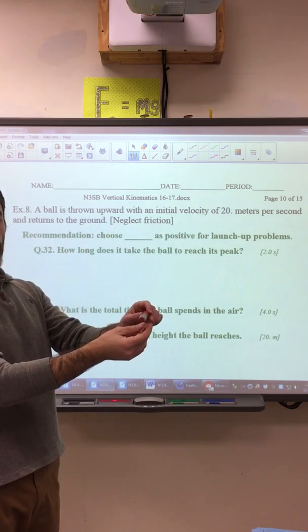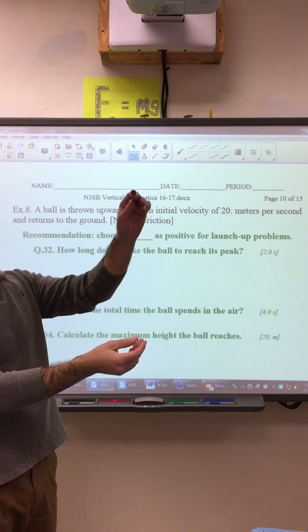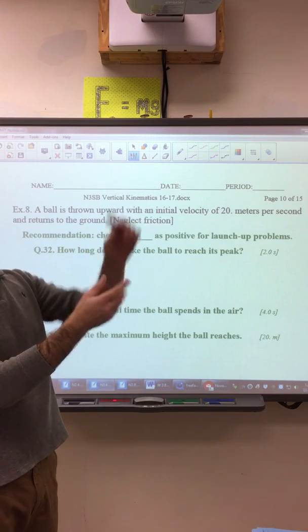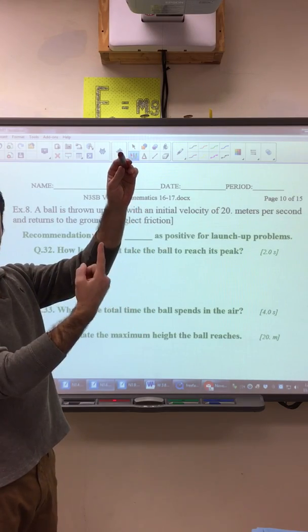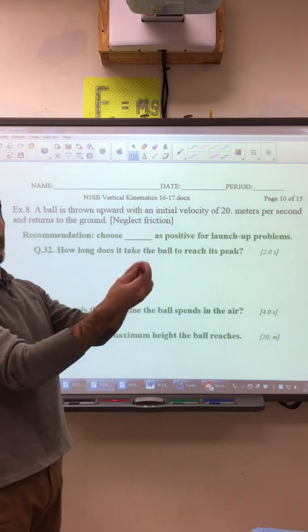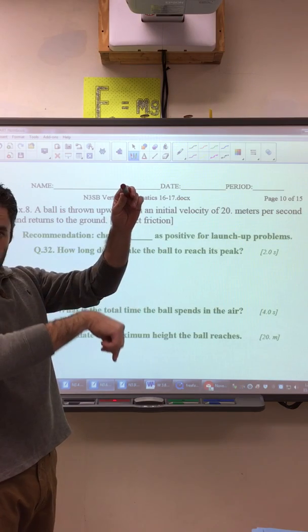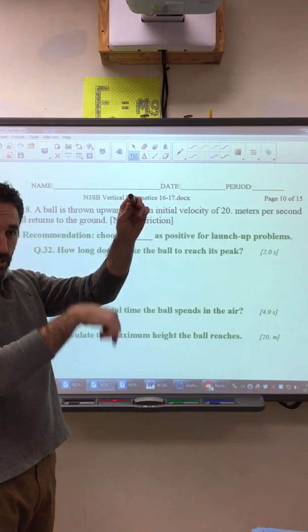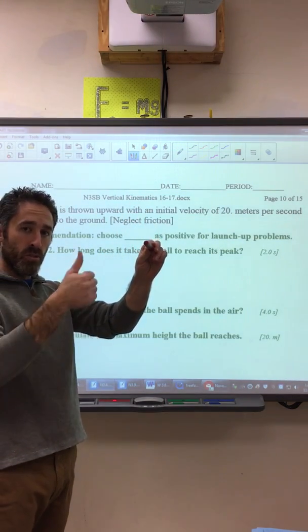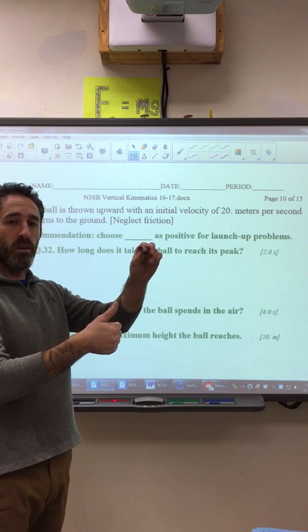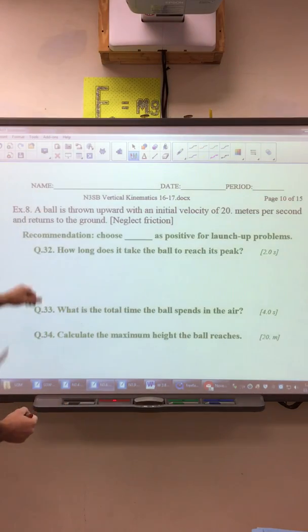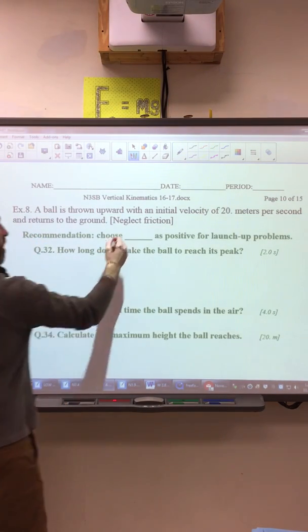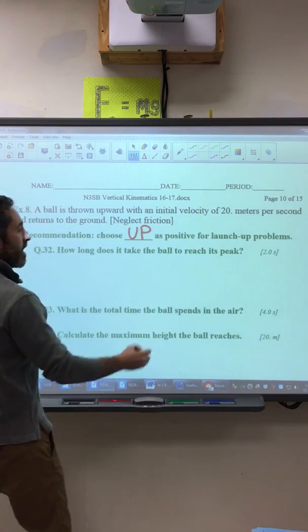Which way is the velocity as it's moving up? Up. Which way is the displacement as it's moving up? Up. And which way is the acceleration as it's moving up? That's still down. That doesn't change. But now we have two ups. Velocity and displacement are up, but the acceleration is down. Well, as it turns out, for throw-up problems, it is easier to choose up as positive.